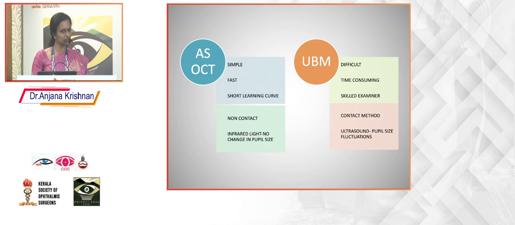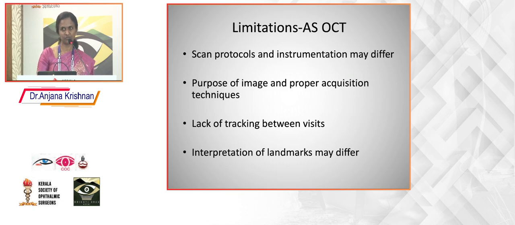Most of the differences have been highlighted, and one thing is that pupil size is less affected by ASOCT than with UBM. Some of the important limitations about ASOCT which we need to take care of is that the operator should be aware of the scan protocols and the instrumentation. Why the image is taken, they should be aware of it. Then only they can acquire a proper image. So even though it's easy, the operator should know what to take, when to take, in which position, which scan protocol to use, to get a proper image.